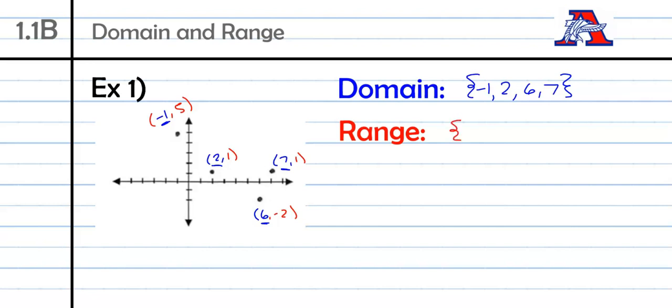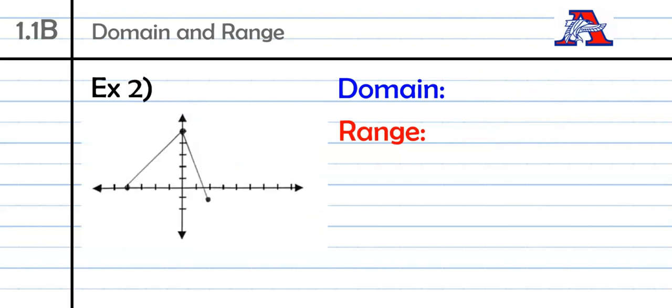And then our y values are all the red ones. Again, I'm going to go bottom to up. So -2 is our lowest one. Then I'm going to move up the graph, and we have 1. 1 comes up twice. We don't need to list it twice, we're just going to list it once. And then as we move up the graph, 5 is our highest one. So I always do domain left to right and range bottom to top. Get in that habit if you can.